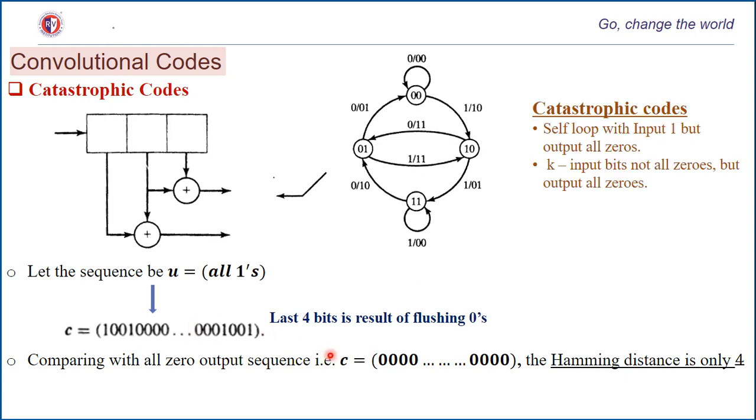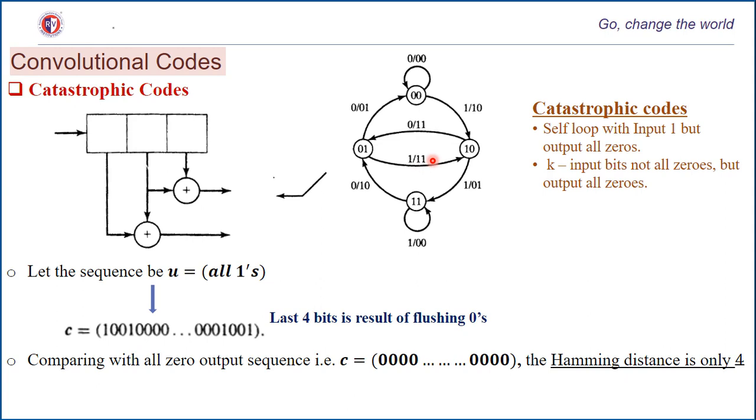We can summarize that catastrophic codes are the result of a self loop where the incoming bit is 1 but the output is all zeros. This is a result where the k input bits are not all zeros, but the output is all zeros. So this is the characteristic of catastrophic codes. Our convolution encoder structure should be such that it is non-catastrophic. Otherwise we are going to end up in such problems in designing. All our convolution encoders should be non-catastrophic in nature.